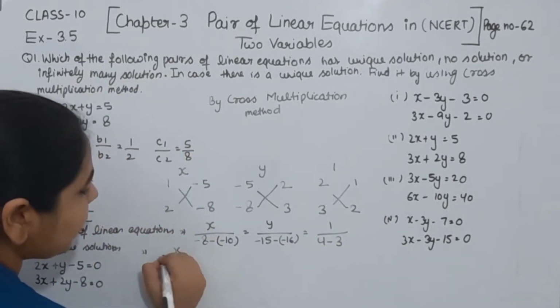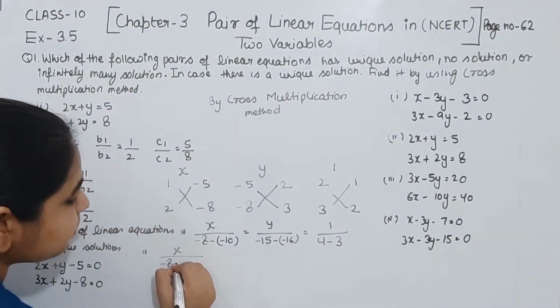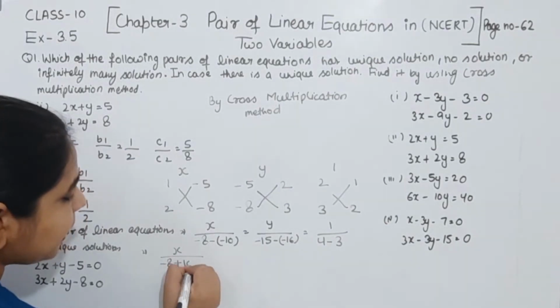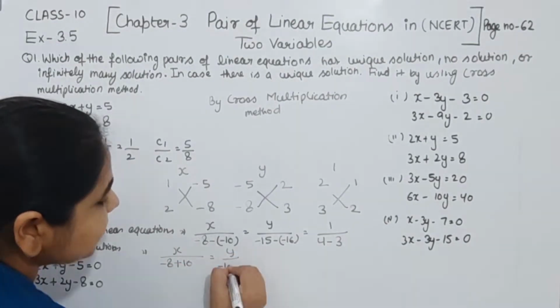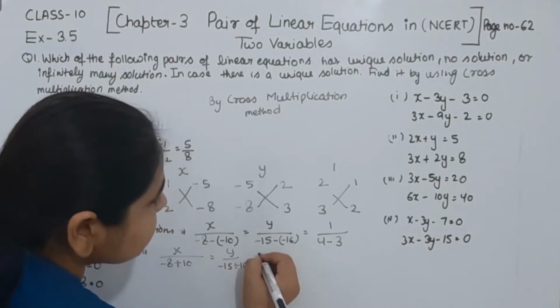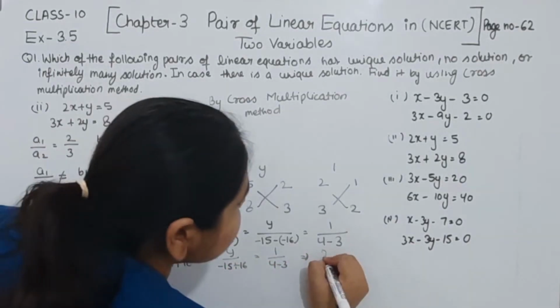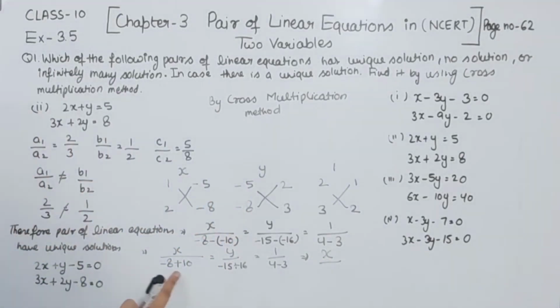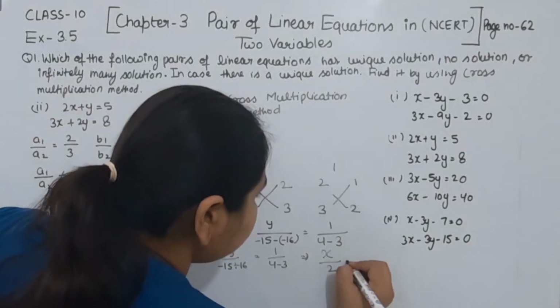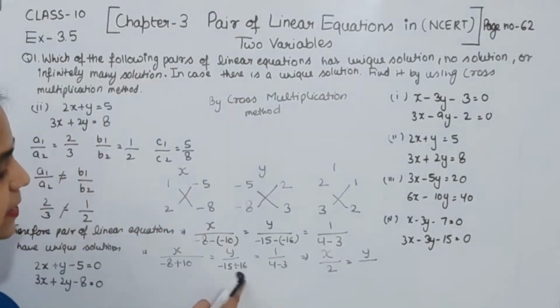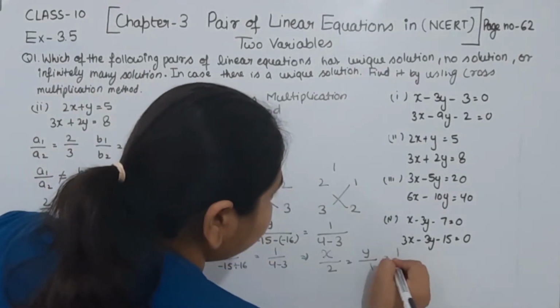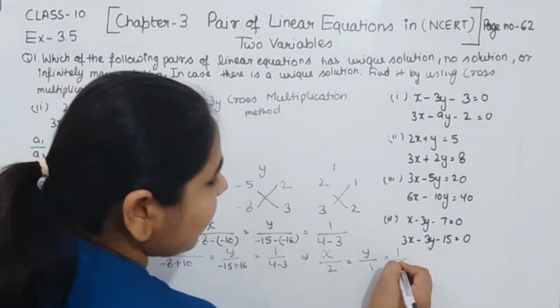Now we are going to solve them. x upon minus 8 minus and minus plus 10 is equal to y upon minus 15 minus and minus plus 16 and 1 upon 4 minus 3. Now x upon minus 8 plus 10 we are having is 2. Now we are having y upon, plus minus, we are having 1 here and here we are having 1. 4 minus 3 we are having is 1.